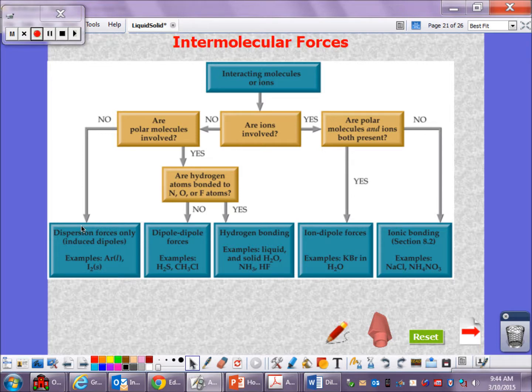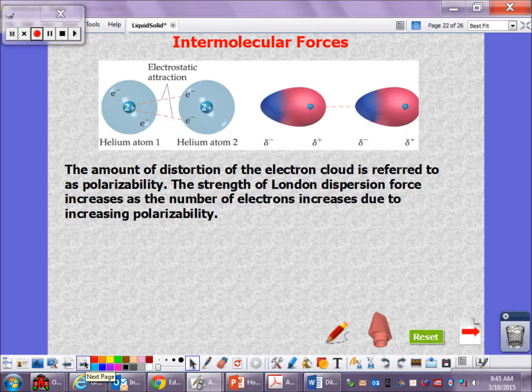The other factors: you should be comparing two substances with the same mass and the same shape. If you are comparing a non-polar that is very, very large with a polar that is very, very small, it may happen that the non-polar has a stronger force than the polar. So you have to be extremely careful. It's not always that those are in that order of strength. Here's an example of London dispersion. The amount of distortion of the electron cloud is referred to as polarizability.